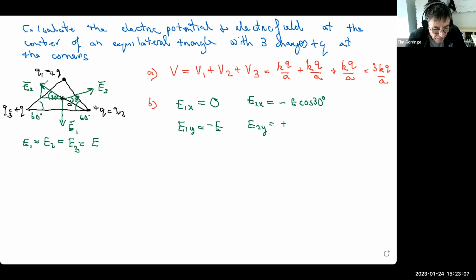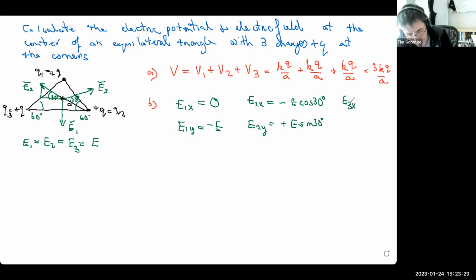And so it is extracted from the hypotenuse, the electric field strength, using sine theta. And so that's going to be E sine 30 degrees. And so that's the components of the second field, E2. We got the final field, E3.